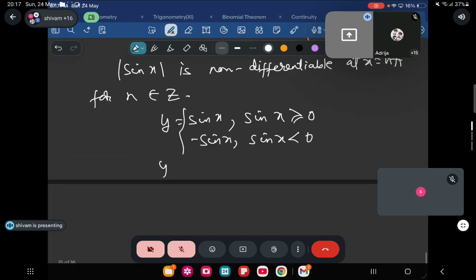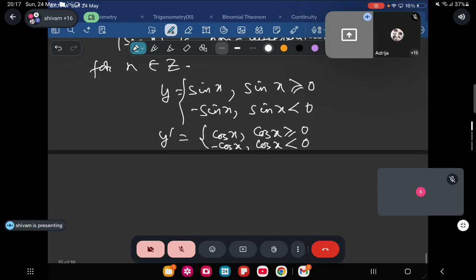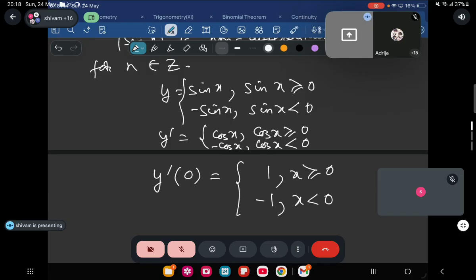So what is y dash? Y dash will be equal to cos x when cos x is greater than or equal to 0, and minus cos x when cos x is less than 0. After that, what is y dash at 0? Y dash at 0 will be equal to 1 when x is greater than or equal to 0, and minus 1 when x is less than 0. Like this you can solve. I think they will give marks.